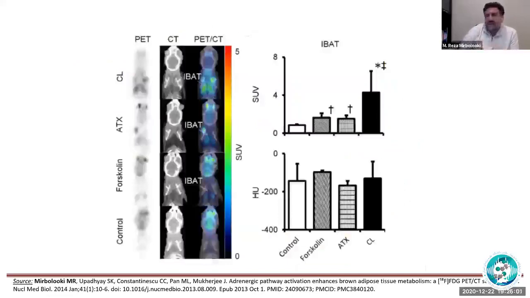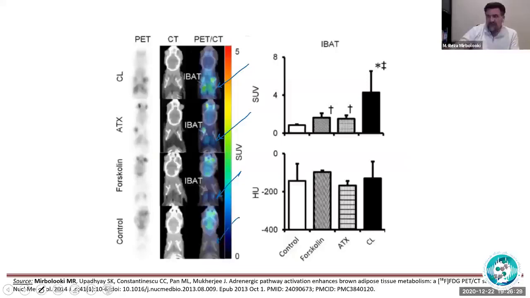So here you can see the result. With CL, definitely the way that we see it in the rat, we can see hot spots of the interscapular BAT. With atomoxetine, as we expected, it was still active, but less. Forskolin was kind of the same thing. So activated it was, but less than CL. And this is compared to normal.